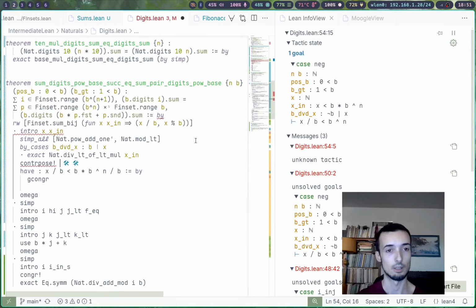Let me see. In the other theorem for base 10, how would we go about proving this for base 10? So let's try to do a library search here. We get the same library search, I think. So we had div_lt_of_lt_mul, div_lt_of_lt_mul, right? And it's using xin. So okay, this should still work.